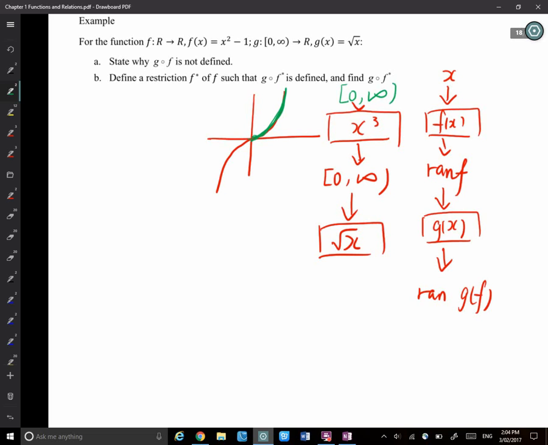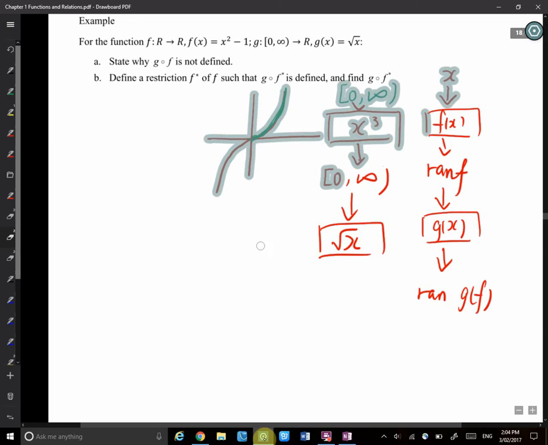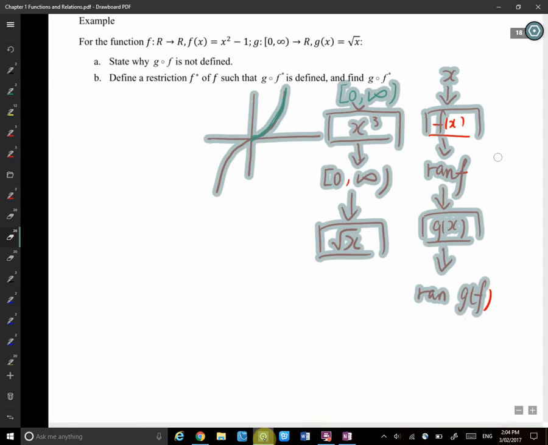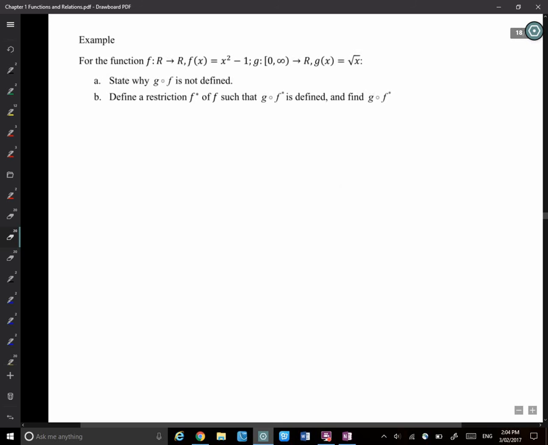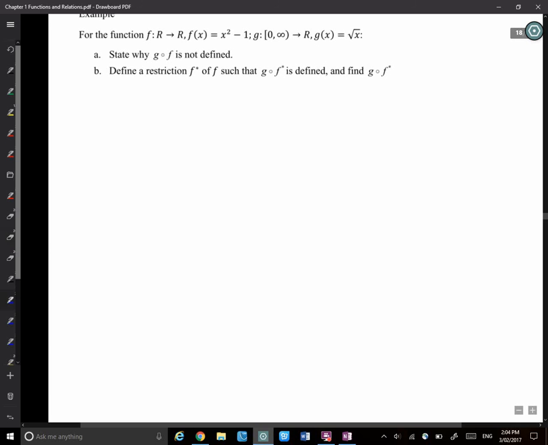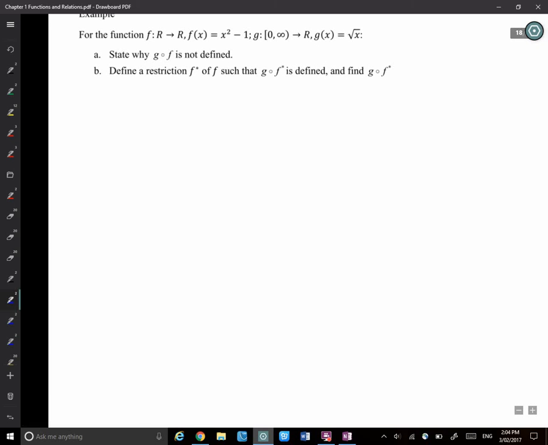When you understand this easy example, I will go for the proper example with you. So see this example, I leave a really blank page for you. For the function f: R to R, f(x) = x squared minus 1, g: 0 to infinity mapping to R, g(x) = square root x. Quite similar to what we have done here. State why g of f(x) is not defined.